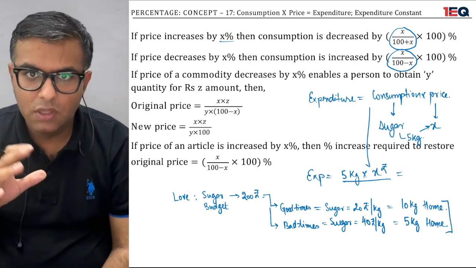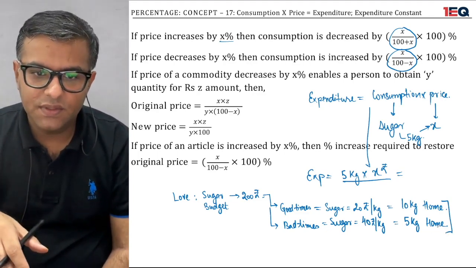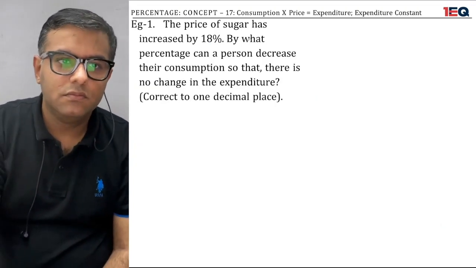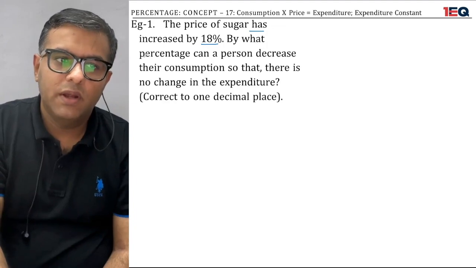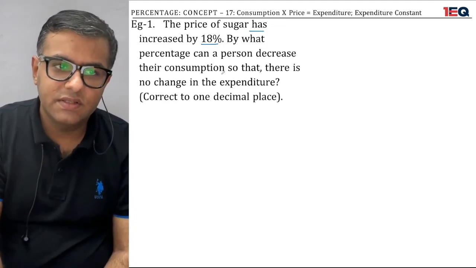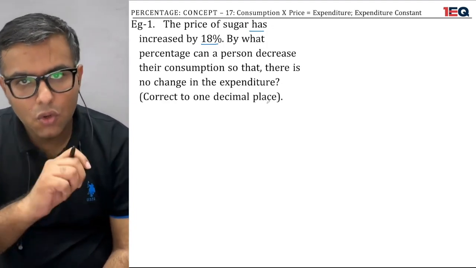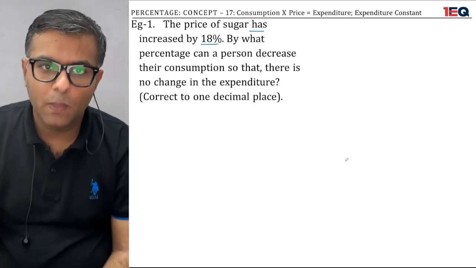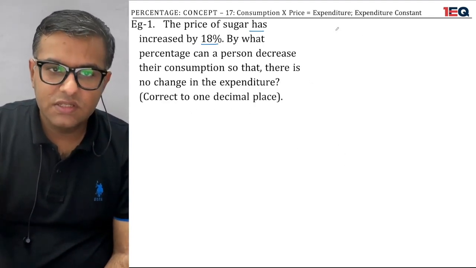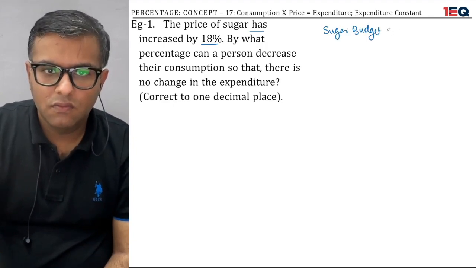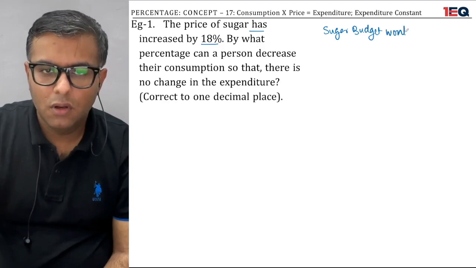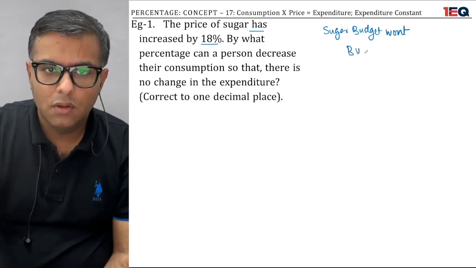Now I tell you how to solve questions when it comes to this. The price of sugar has increased by 18%. By what percentage can a person decrease their consumption so there is no change in the expenditure? When I talk about no change in the expenditure, it means my sugar budget won't budge.